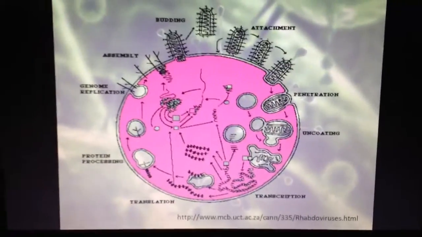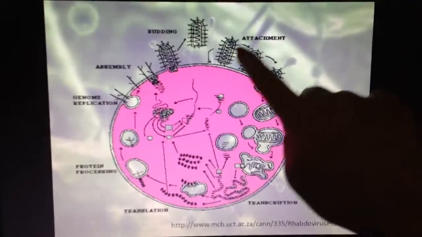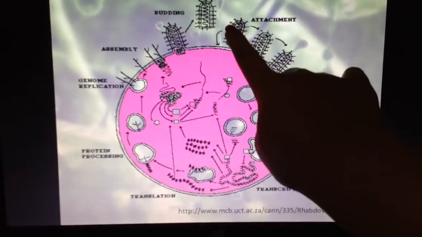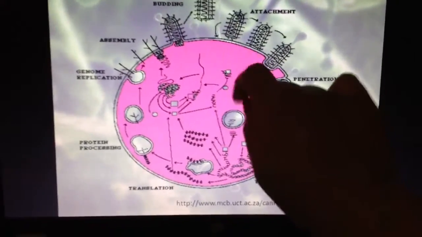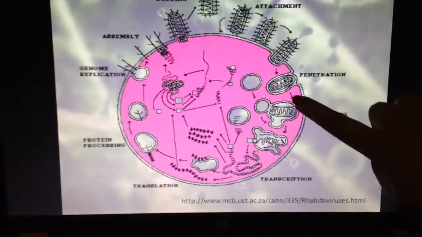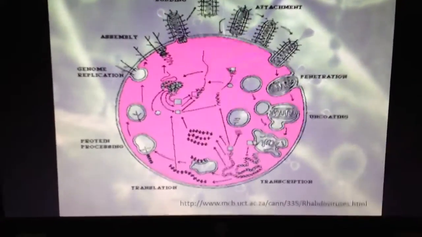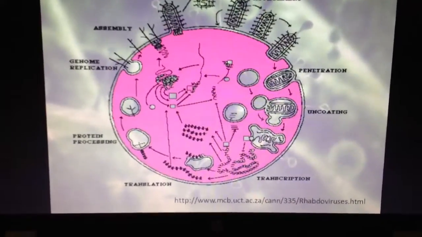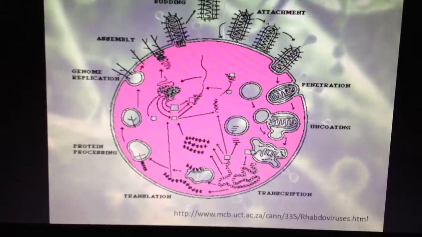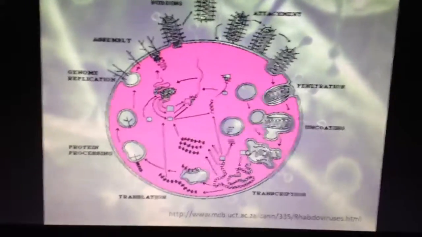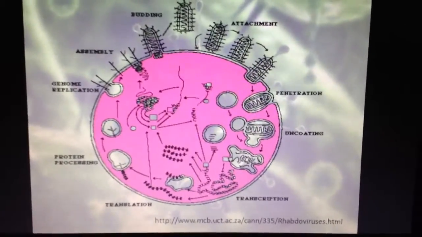And then here you can see another image where it shows how it is attached to the cell. As you can see right here, it comes in and you can see the spikes like G proteins. It'll come and attach to the cell, and after it attaches, it will penetrate the cell, and then it will go through uncoating, and then it would go through transcription and translation, and then the protein will be processed, and the genome will replicate and then assemble, as you can see right there, and then it will bud off from the cell.